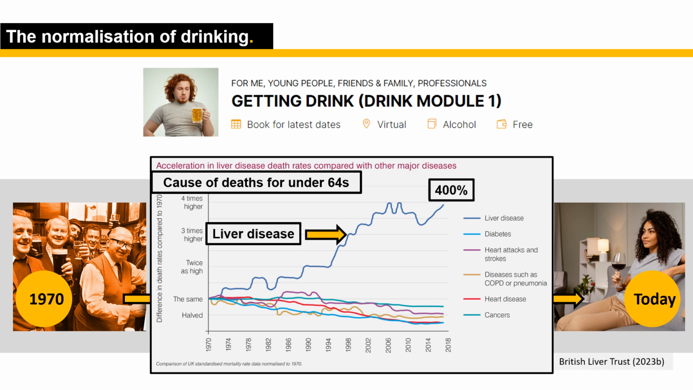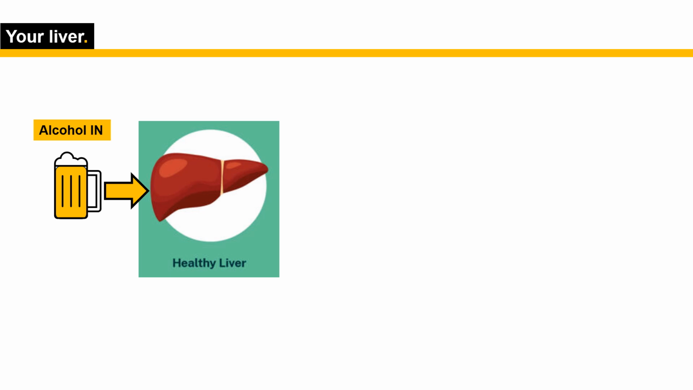But there's this line here that's going up, and this represents liver disease. Deaths from liver disease in this age category have increased by 400% over this period of time. And that's very much related to how much alcohol we're drinking. And again, people don't realise the harm that's happening as they drink. Now to understand this and what's happening, we need to take a look at your liver.